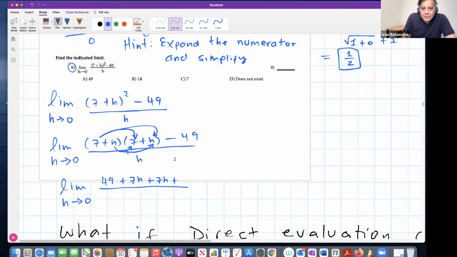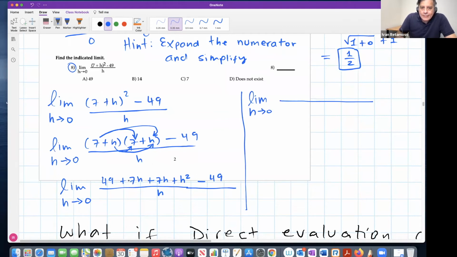Called community property, right? h times h here, h squared, right? Minus 49, right? 49. Denominator is just h, nothing to do, right? Nothing to do. So now carefully simplify this. Limit as h approaches 0 of what? 49.